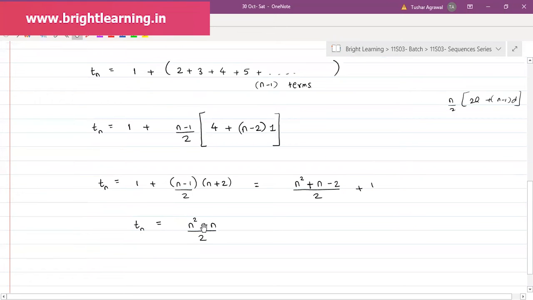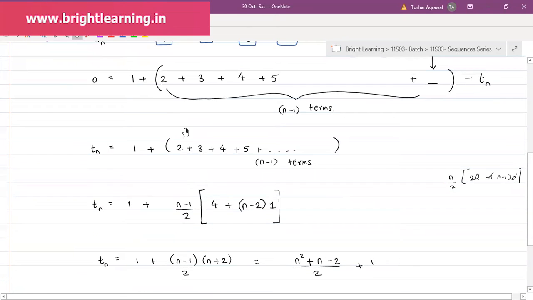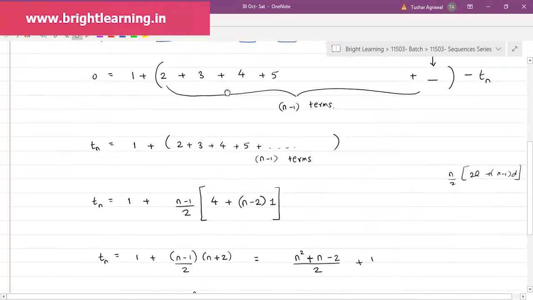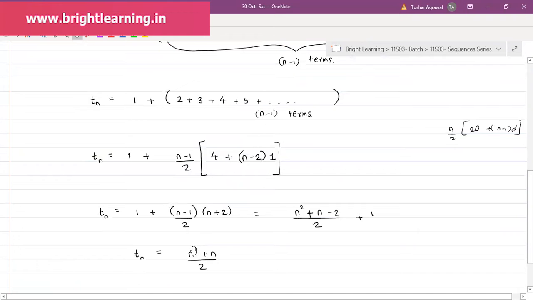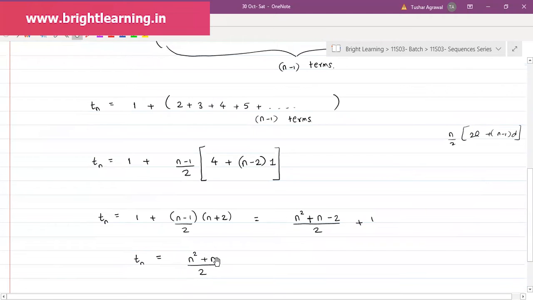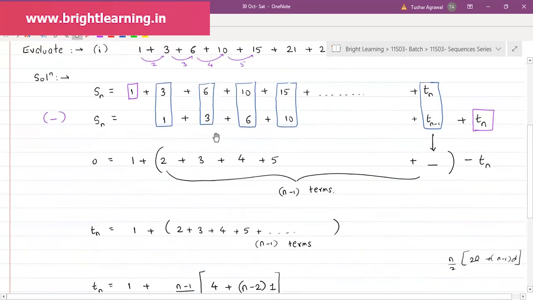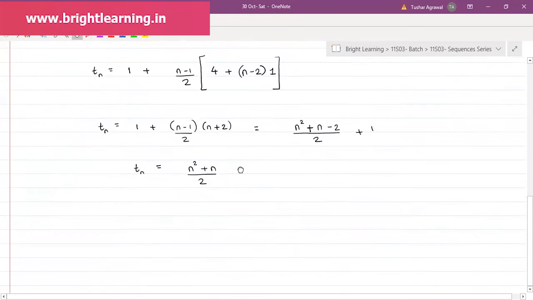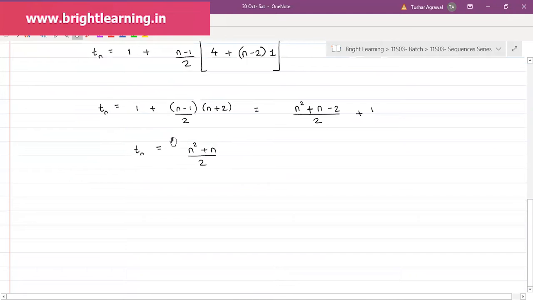Okay. And once you have this nth term, just to be extra careful, we can verify also. First, put n equal to 1. So 1 square plus 1 upon 2, we get the first term as 1. If we put n equal to 2, 2 square is 4 plus 2, 6, 6 upon 2 is 3. For n equal to 3, 3 square, 9 plus 3, 12 upon 2, 6, we are getting that too. So our verification is going on perfectly. So nth term is obtained.